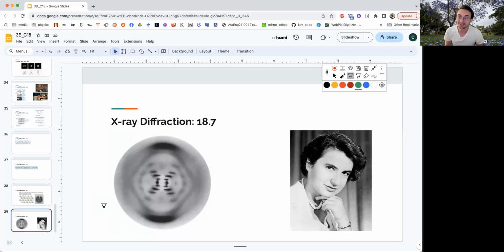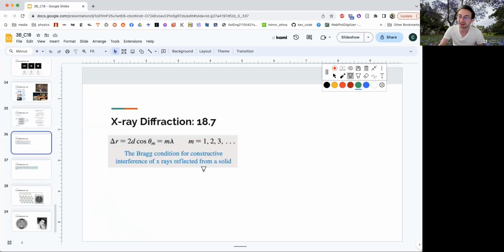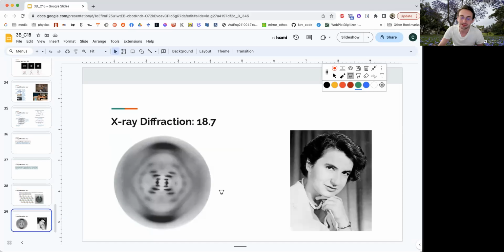And not only what does it look like, but how big is it, right? How big is the spacing between the base pairs? How big is the angle of the twist? All of that information is contained in a very convoluted way in this diffraction pattern. And it all starts with things like this Bragg condition. So this Bragg condition is the fundamental basis of interpreting images like these.